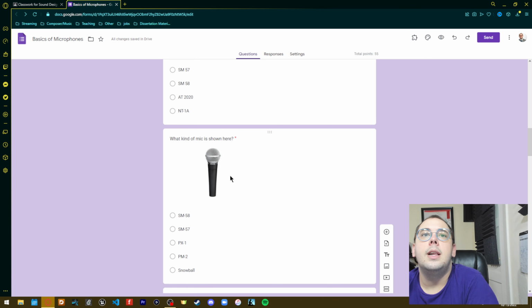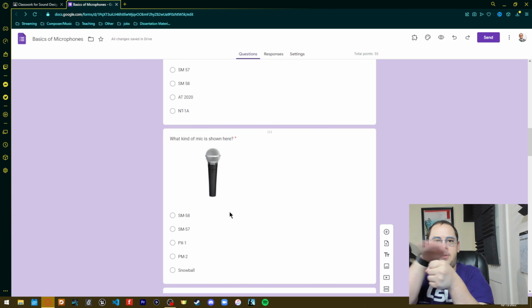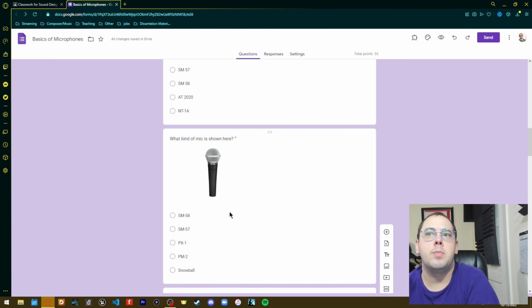This one listed is the Shure SM58. You can tell the 58, it's more for vocals. It's got the big, wide vocal grill on it, compared to the 57, which just has a flat top. That's more for instruments and drums and things. But other than that, they're the same microphone.